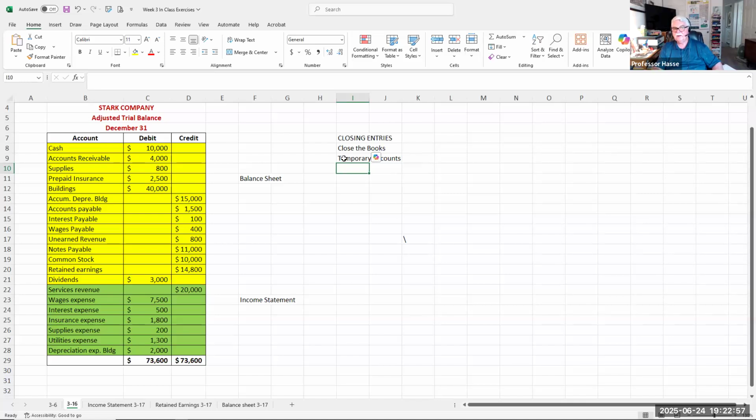Now, what are temporary accounts? Temporary accounts are income statement accounts. Those are temporary accounts. That means they have to be closed at the end of the year. What is also a temporary account? Dividends is a temporary account. All the other accounts, assets, liabilities, and the equity of the company all carry forward their balances into the next business year. But when we close the books, we close out these temporary accounts.